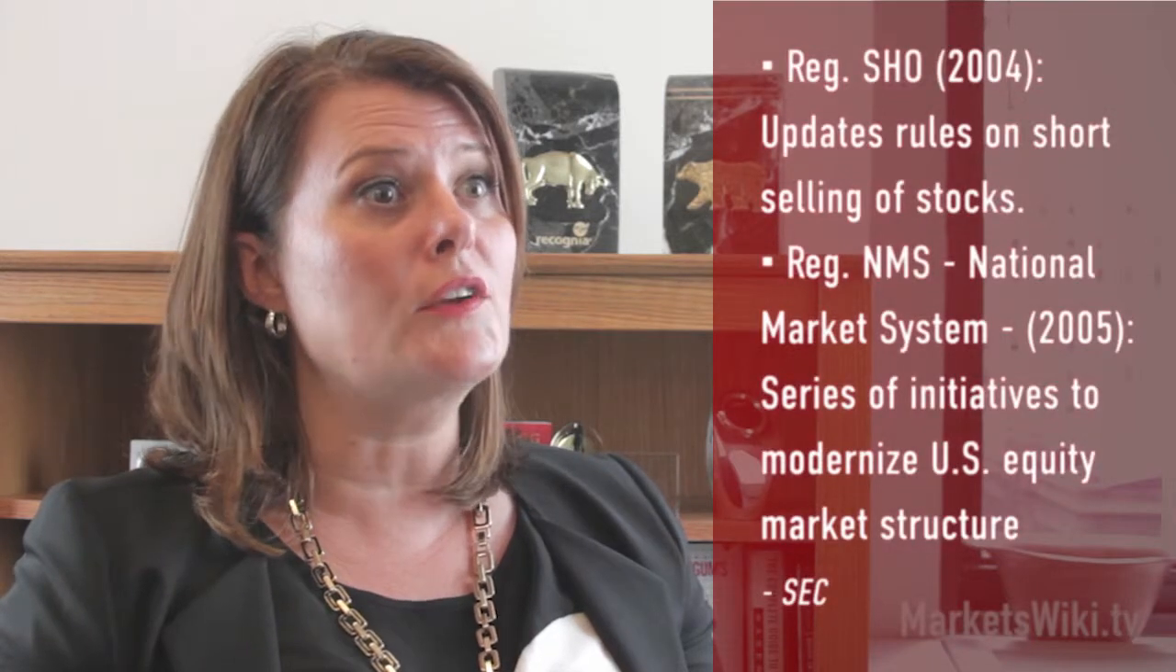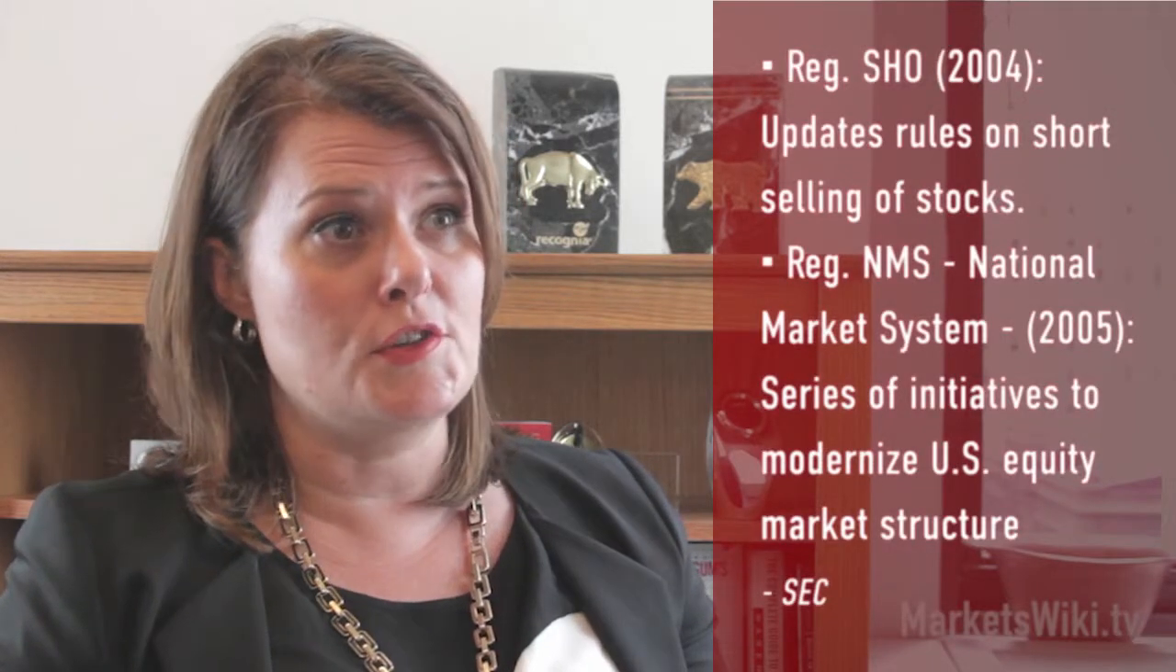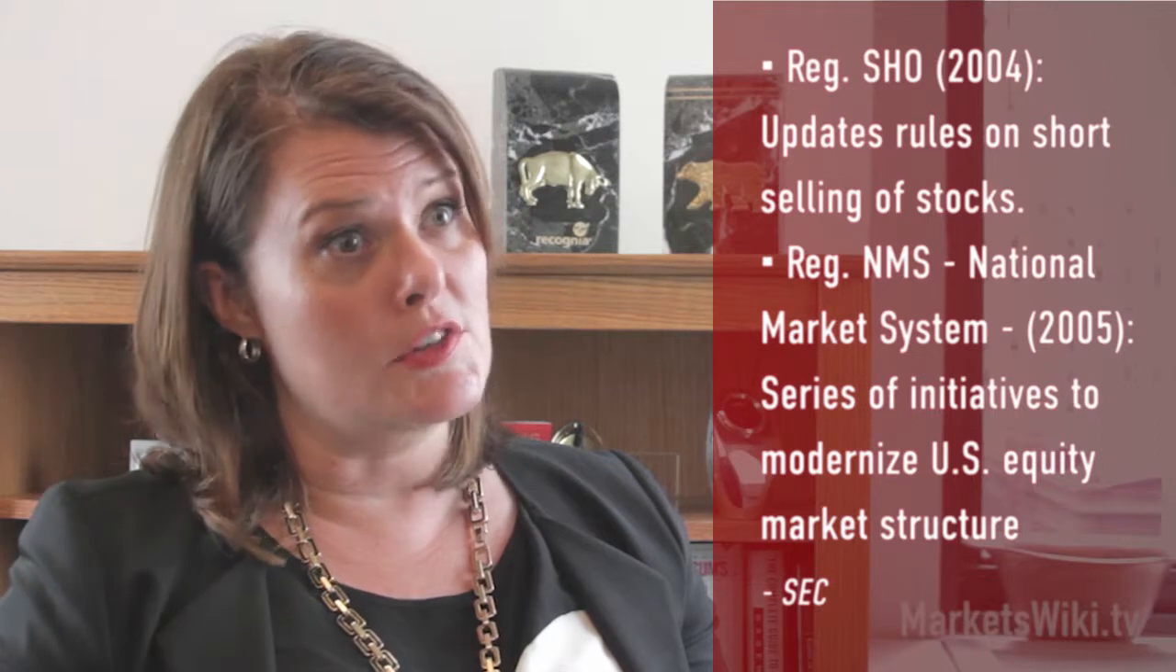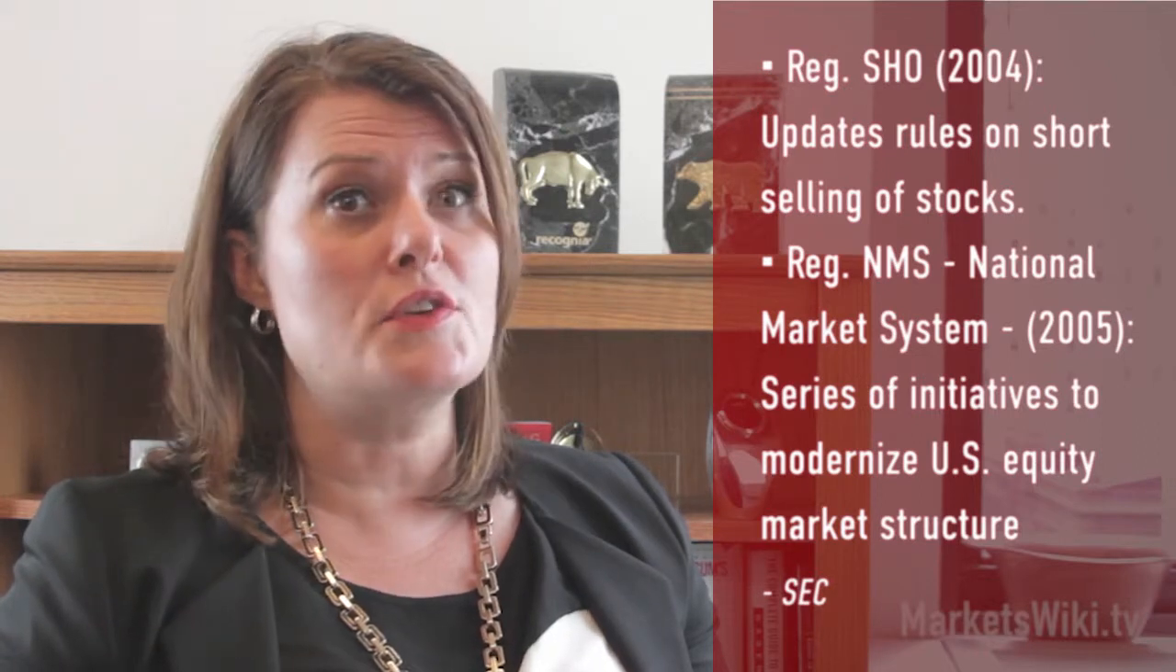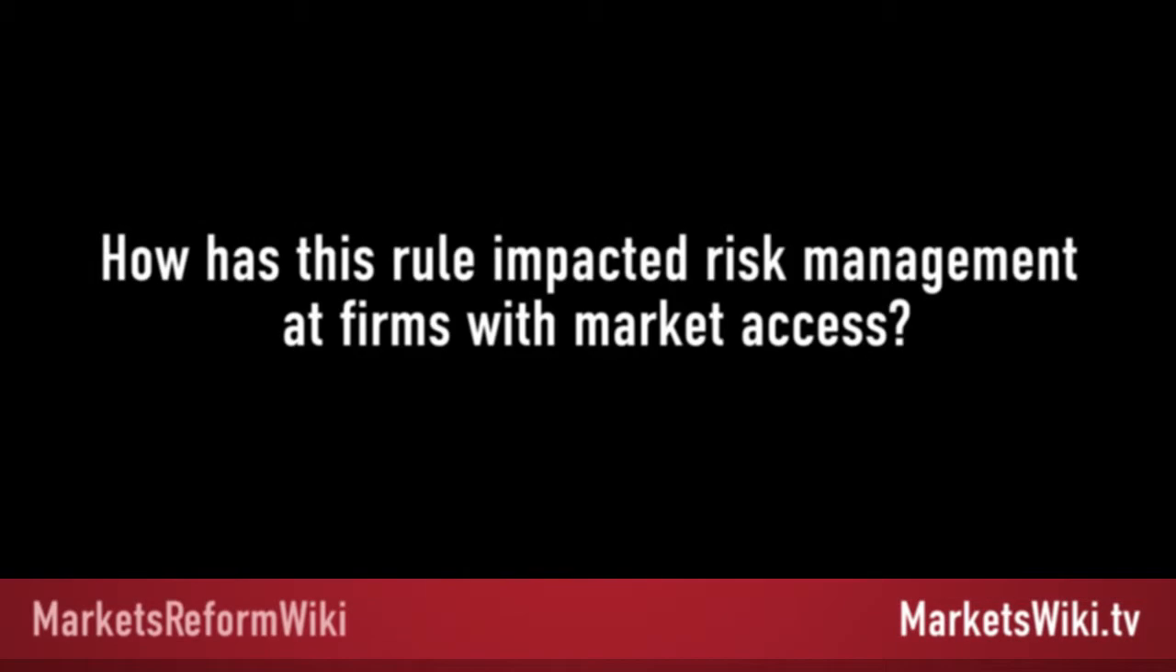controls over those things. That means actually altering their systems to make sure they've got controls over max order size, maximum order attempts, those sorts of things, and also looking carefully at making sure they're complying on a regulatory basis with things like Regulation SHO, things like Regulation NMS, and making sure their tickets are marked appropriately to manage those sorts of things. How has this rule impacted risk management at firms with market access?